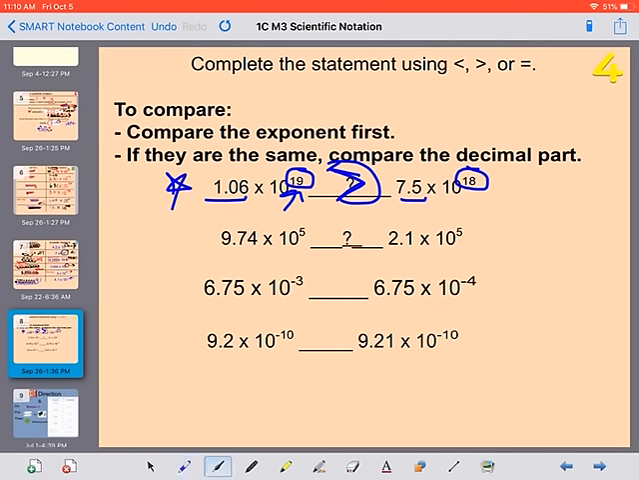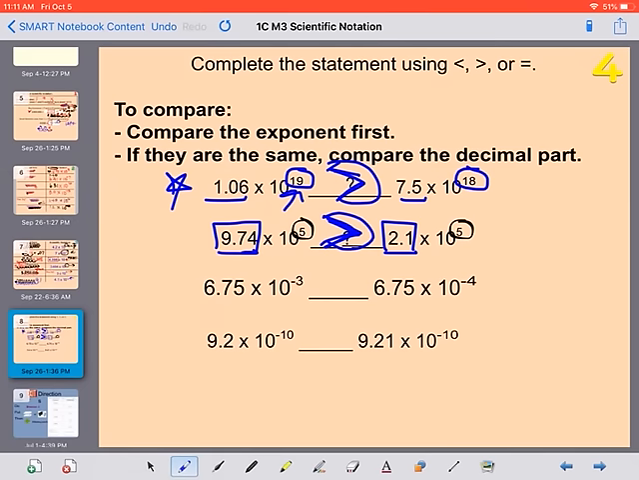So next, we have the same thing, but 5 and 5 are the same. So if they're multiplied by 10 the same amount of times, we need to look at the numbers. So which is larger, 9.4 or 2.1? Well, 9 is greater than 2, so alligator eats the bigger number.